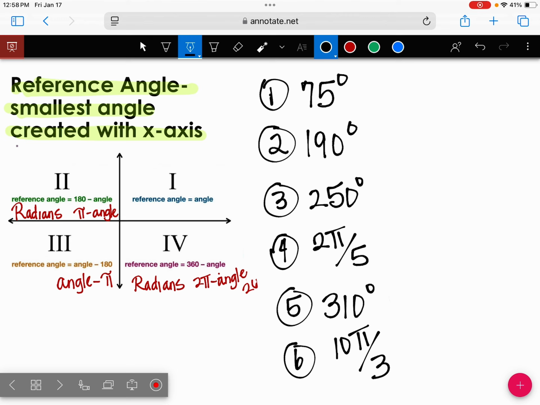Okay. So 75 degrees. Show me with your finger what quadrant are we in. All right. So if we look at our handout, it says that if you have an angle in quadrant 1, we don't have to do anything. Your reference angle is the same as your angle. So my reference angle is going to be the same as 75 degrees.